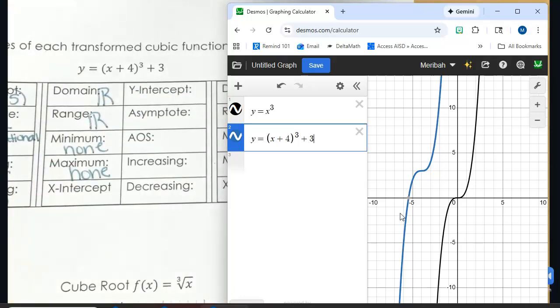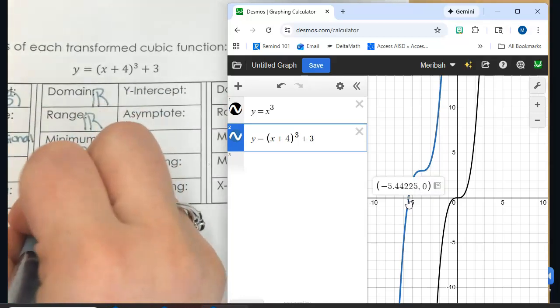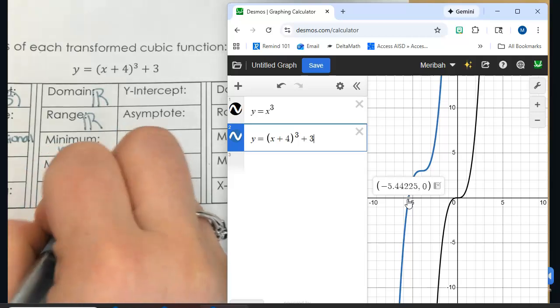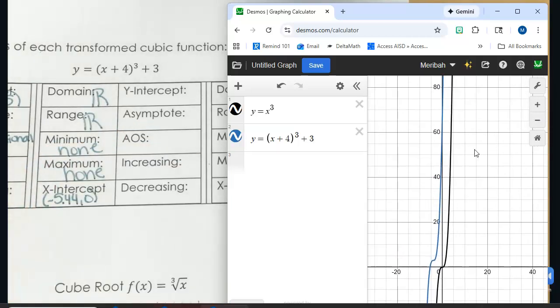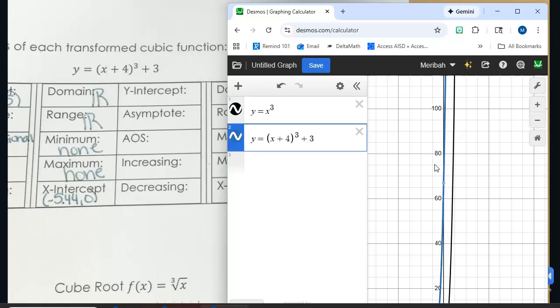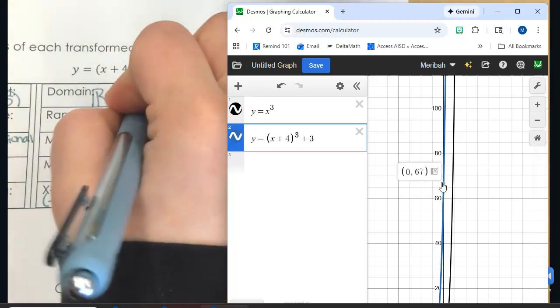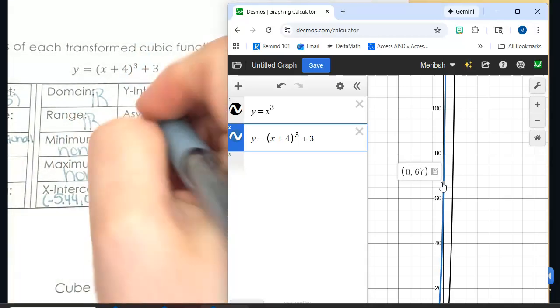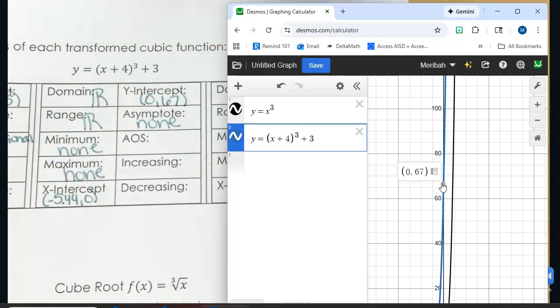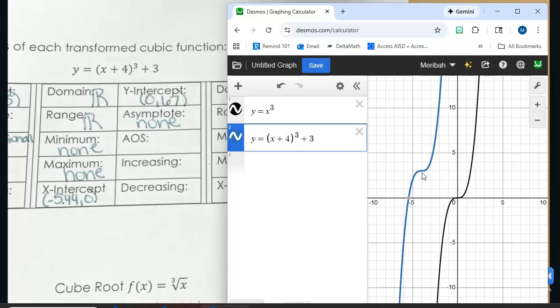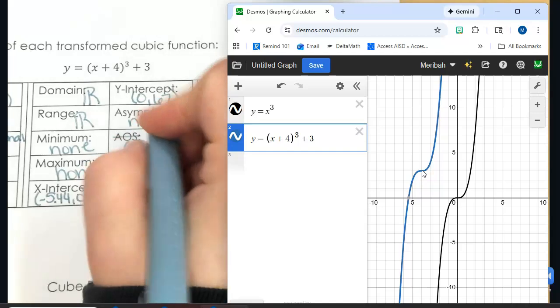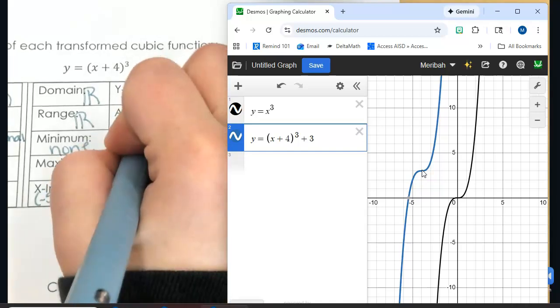Our x-intercept did move. It is over here now at negative 5.440. And then our y-intercept, I'm going to have to chase it. Will it tell me? There it is right there, 0.67. Again, no asymptote. And then our rotational symmetry point is now this inflection point, which has moved here based on our transformations left and up. It is now at negative 4.3. So again, that rotational symmetry is at negative 4.3.